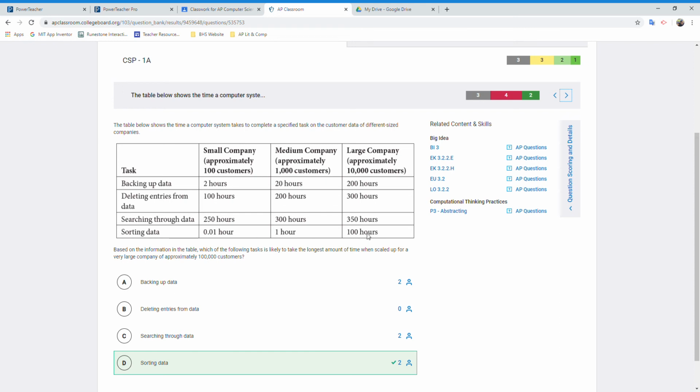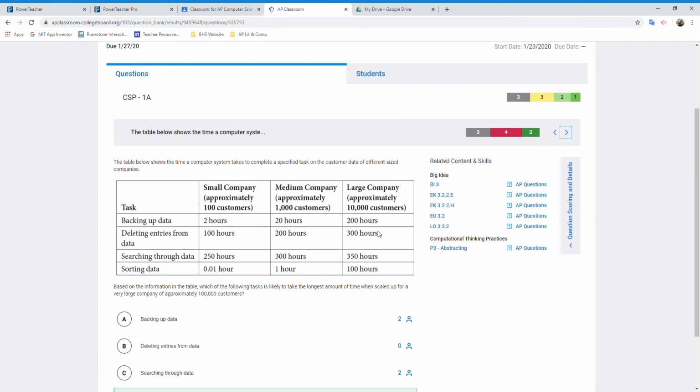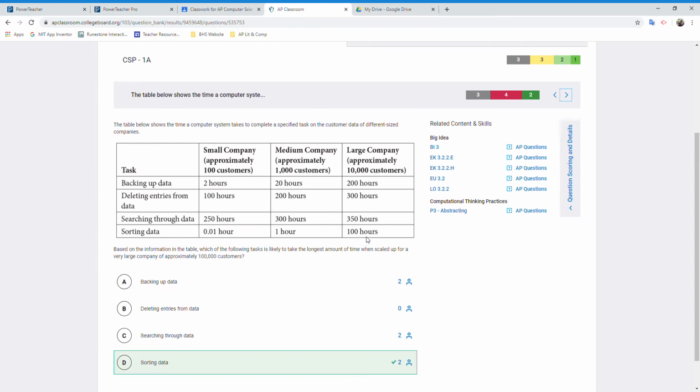Now we're going to go from 100 to, presumably, if we're adding 2 zeros, 10,000 hours. So we have 200 becomes 2,000. This becomes 400. This becomes 10,000. What is likely to take the longest amount of time? 10,000 hours is clearly the longest amount of time: it's sorting data.